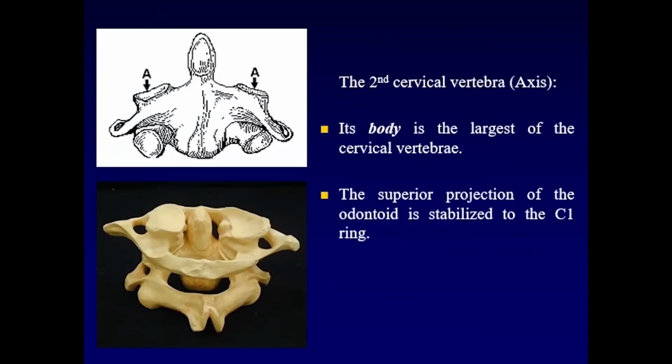The second cervical vertebra, the axis, has, on the contrary, the largest body of the cervical vertebrae. It has a superior projection called the odontoid process, which is stabilized to the C1 ring.